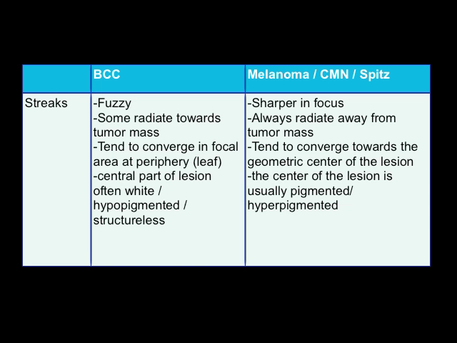In contrast, a true streak seen in a melanocytic tumor tends to be sharper in focus. It always radiates away from the tumor mass towards uninvolved skin. It tends to converge towards the geometric center of the lesion, and the center of the lesion is normally pigmented or hyperpigmented and has a blue-white veil.